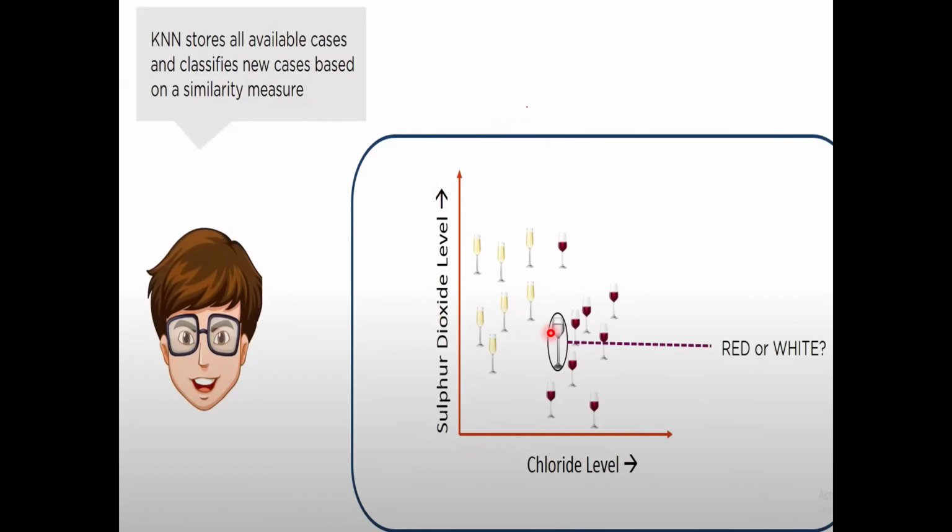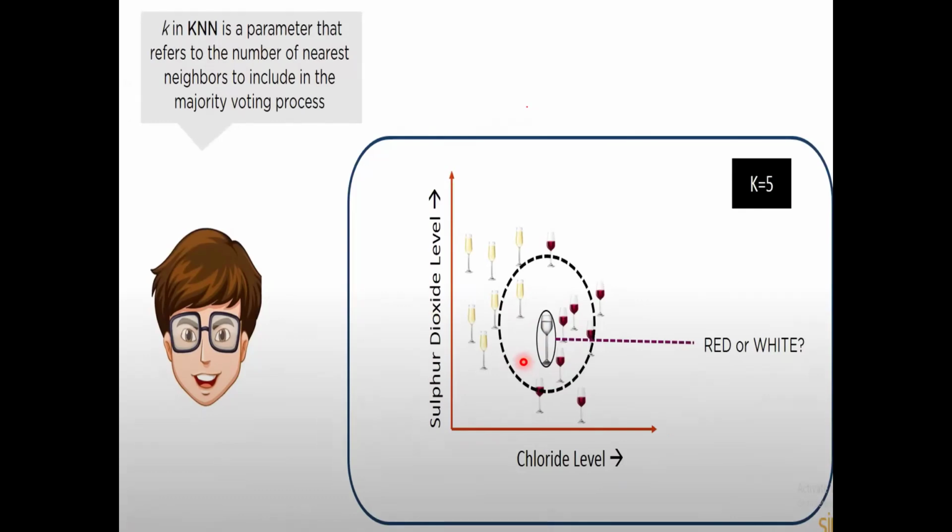So here KNN is going to come into the picture, and we are going to analyze, make some similarity measure for it, and predict which kind of data point this new data point is going to belong to. And next, K in KNN is a parameter that refers to the number of nearest neighbors to include in the majority voting process, right? So based on the types of attributes we have given on the X and Y axis, we are going to calculate the K value, the K factor for the new data point.